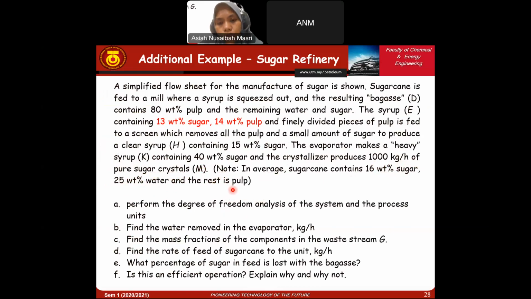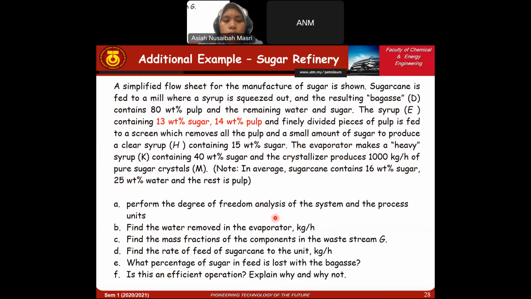So when you read the question, what you have to identify is you need to know how many units are there. You need to know how many materials are there, the composition, and how many streams are there. Find out also which one will be our basis. Remember back, our basis must be in a form of amount of flow rate, never the composition. Okay, and then we see the question, what are they asking?